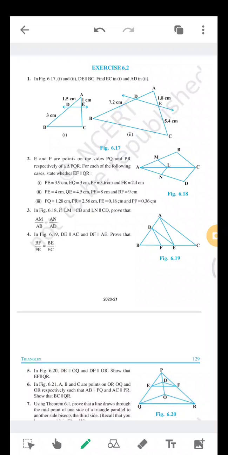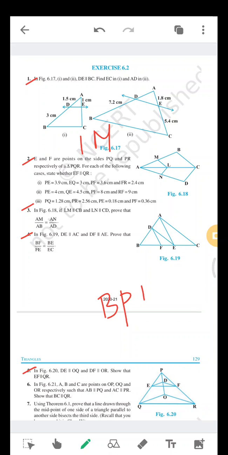In today's session we will be solving the next questions of exercise 6.2. In the last session I explained question number 2 and question number 1 of exercise 6.2. These are important for 1 mark. These are 1 mark questions. Now in today's session we will be solving question number 3, 4 and 5 by using BPT.